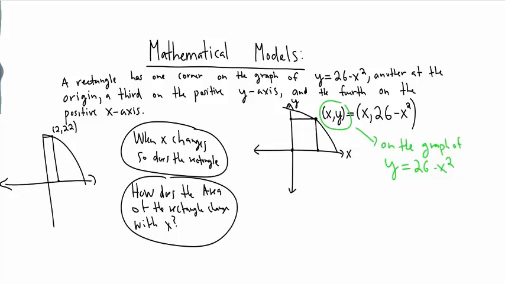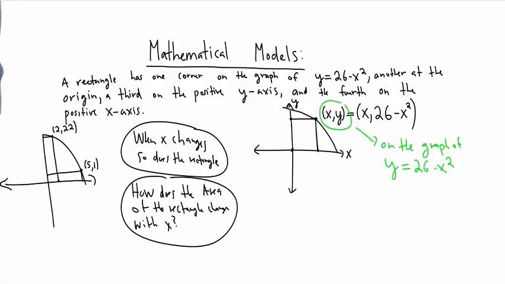There's this one right here, and there is this one right here. Both of these points are on the graph of y equals 26 minus x squared. And there are, in fact, infinitely many rectangles in this situation. So we want to know, can we express the area in terms of x?